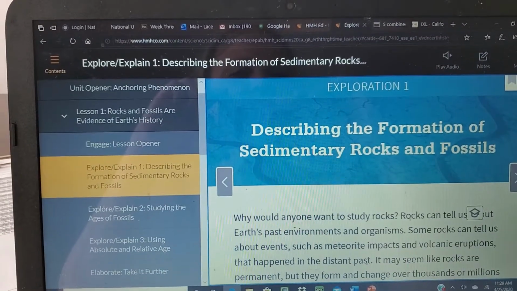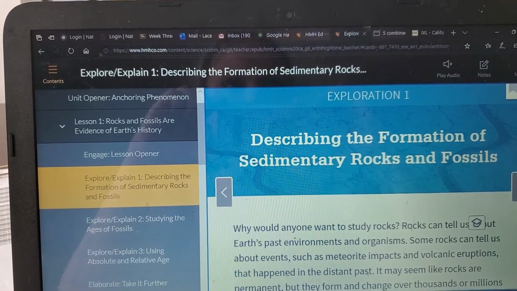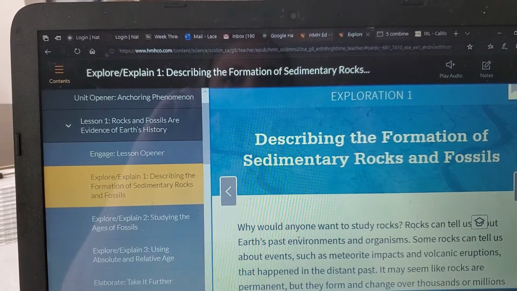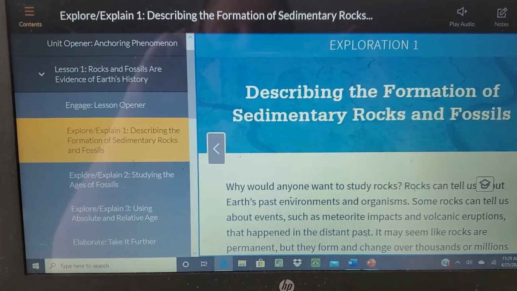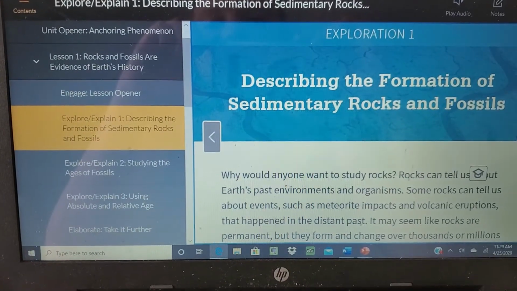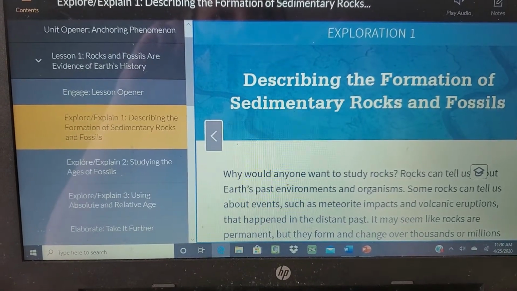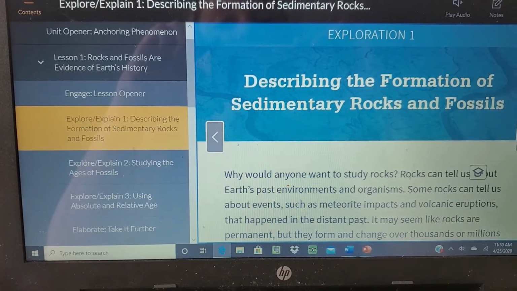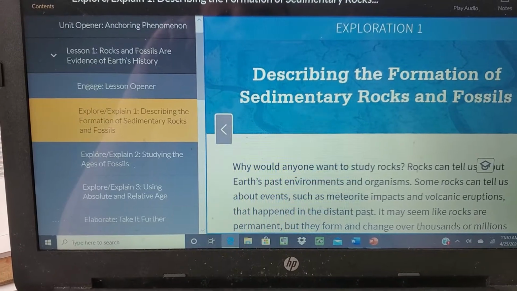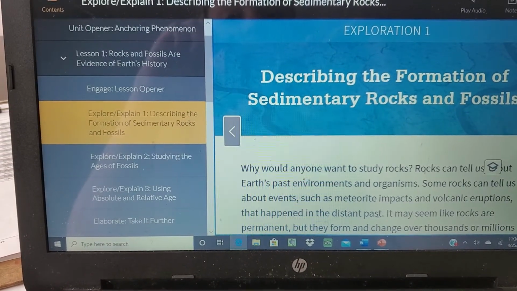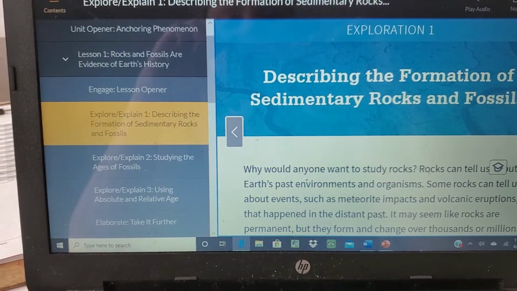I want you guys to really figure out and understand why it's so important to study the different types of rocks. Throughout this whole unit, we're going to learn the different types of rocks and how they pertain to fossils and dinosaurs, and how we can find out more information depending on what type of rocks the fossils are found in.